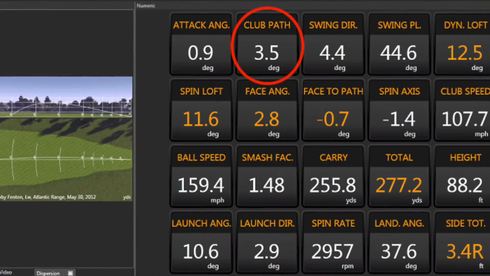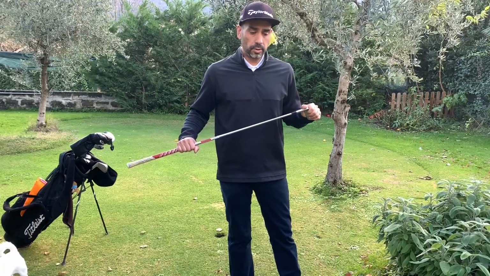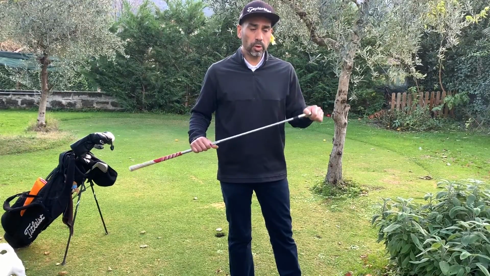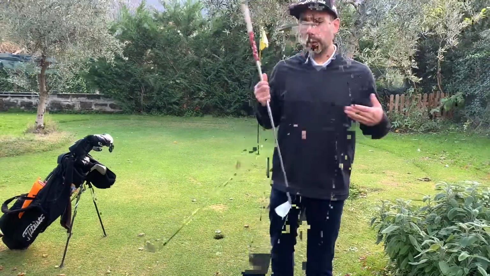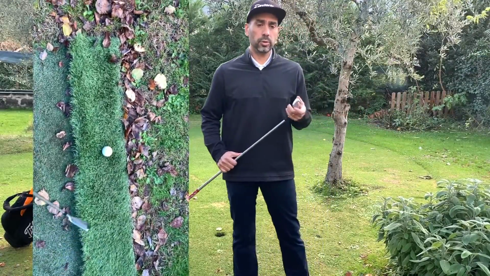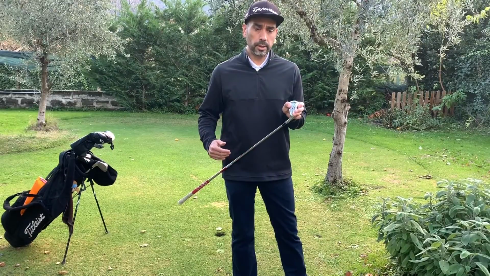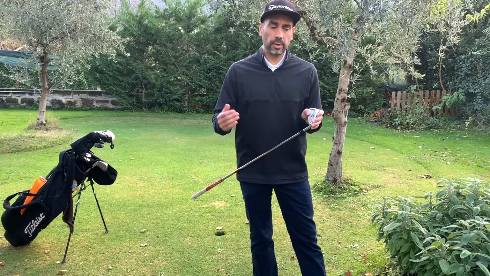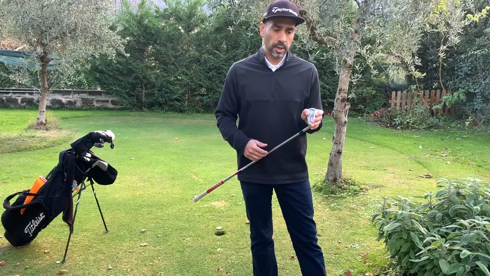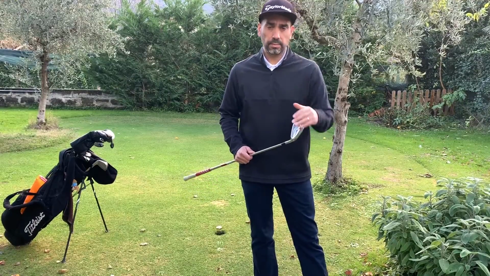Okay, so the other one is the club path, and this one is very, very important. Normally, what you want to do is hit from in to out, basically. So the number in Trackman, if you have a positive number, that means you're hitting in to out, which is pretty good, unless you're hitting a fade. If you're hitting a fade, then you can have a little negative, but that doesn't matter. It's not that obvious.